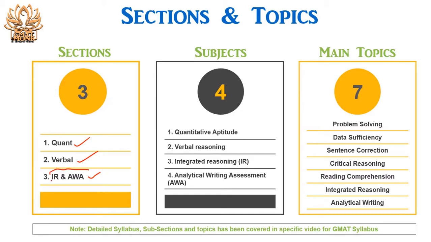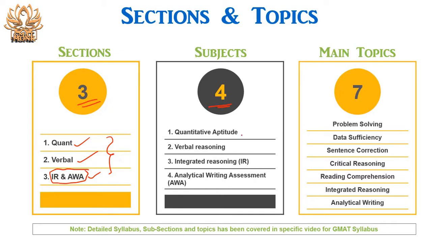There will be two topics here, IR and AWA, but the section would be one because you have to do these two topics together. That is, IR and AWA would come together. So there will be a total of 3 sections. Now the ordering of the sections I would cover after a few slides.